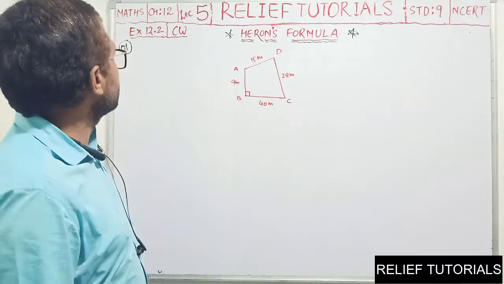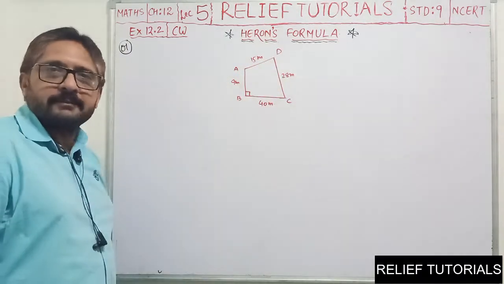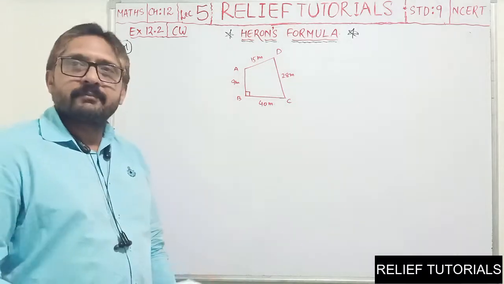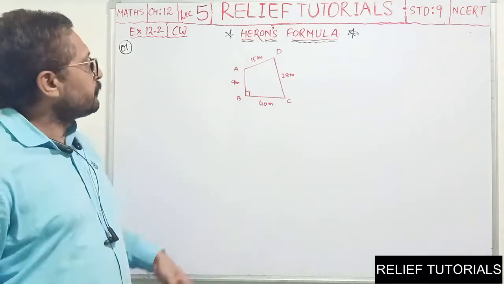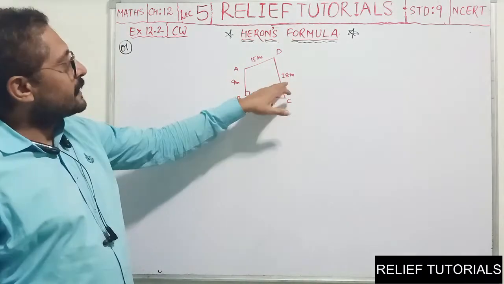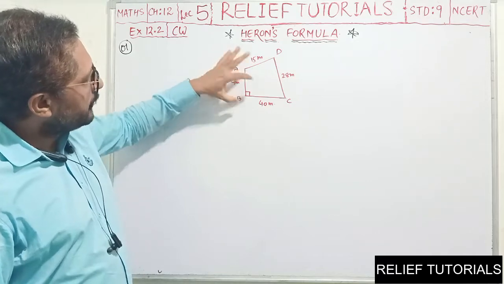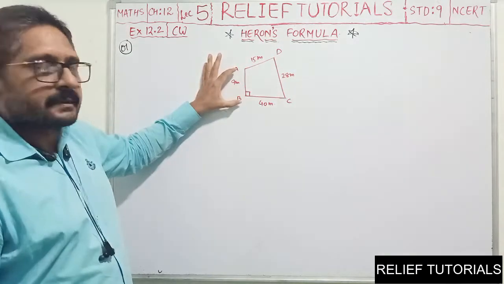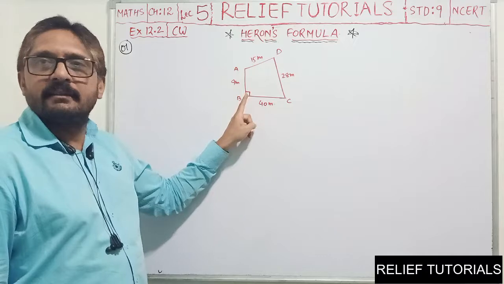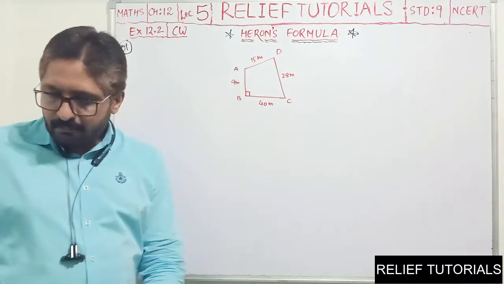Today we are going to discuss exercise 12.2 of Heron's formula. Let's read the problem from your assignment. You have to find the area of quadrilateral ABCD. Measures of the four sides of the quadrilateral are given, and it is given that the angle between the first two sides, that is AB and BC, is a right angle, and you want to find the area. This is our question.